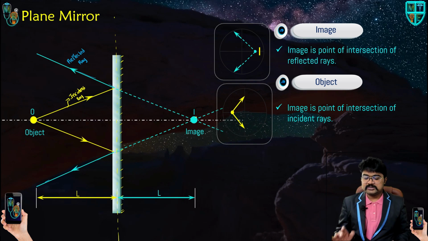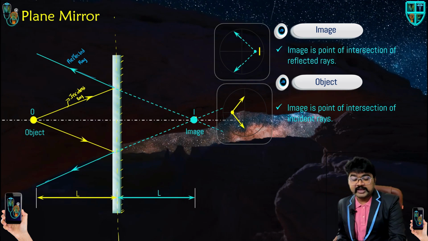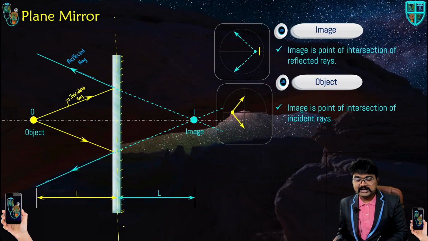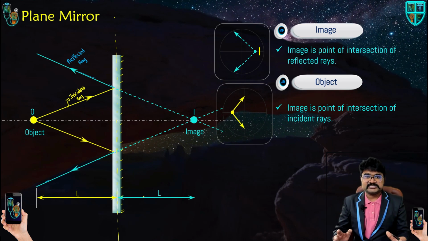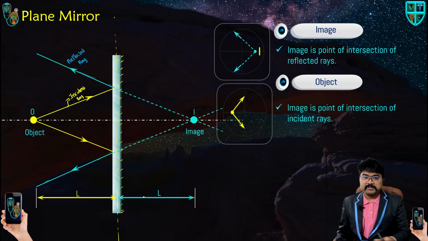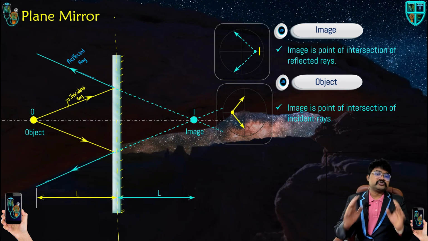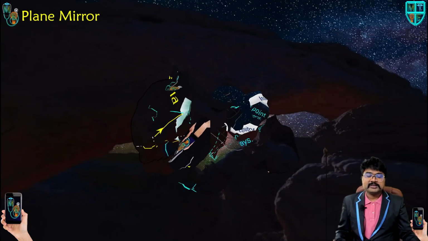Once you get these points of intersection, you draw the axis of the mirror, one line like this. Then you can measure the perpendicular distance from the axis of the mirror to the image and to the object. Both will be exactly the same. You will be proving it here.